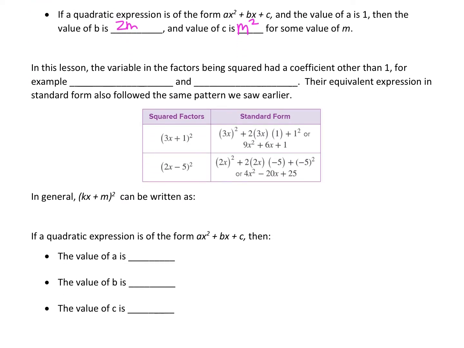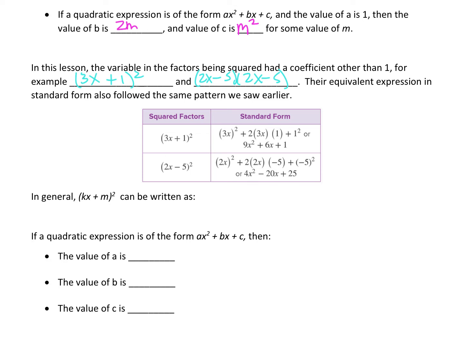So what made today's lesson different is the variable in the factors being squared had a coefficient other than 1. For example, instead of just an x, maybe it was (3x plus 1) squared. That's a perfect square. Or 2x minus 5 times 2x minus 5. That's a perfect square. Their equivalent expressions in standard form also follow the same pattern we saw earlier.